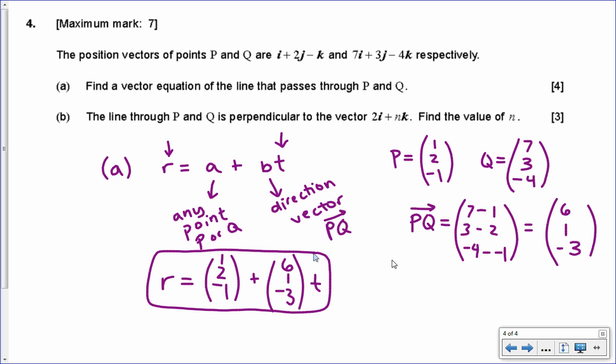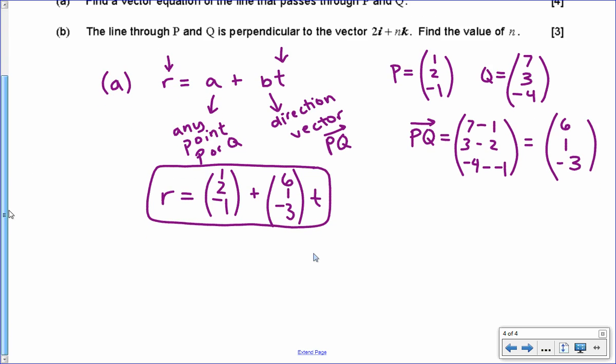And then it says the line through P and Q is perpendicular to this other vector, 2i plus nk, find the value of n. So the line through P and Q is perpendicular to that vector, means that this direction vector that we used, 6, 1, negative 3, is perpendicular to that vector. So we need to pull out the components of the vector up there, which doesn't have a name, so we can call it 2. There is no j component, got to be on the lookout for that trick. So 0 as the middle component, and then n is the k component.